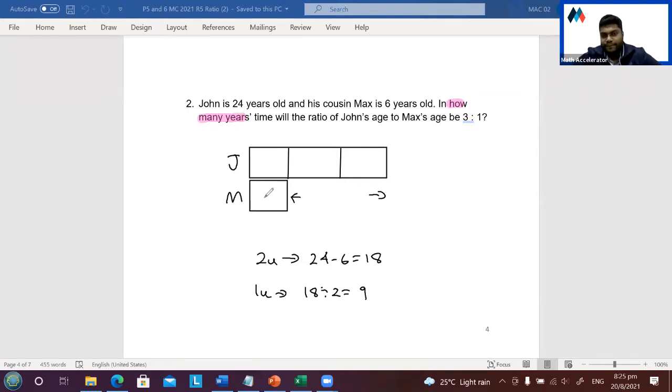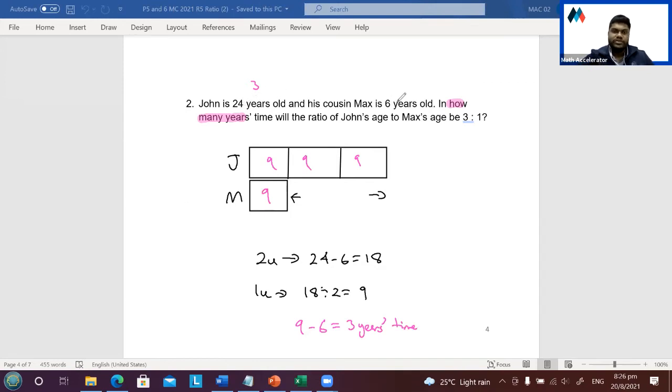So, right, you can either take 9 times 3, 27. 27 minus 4 will give you 3. Or you can simply take the cousin's age, 9, minus 6, 3 years' time.